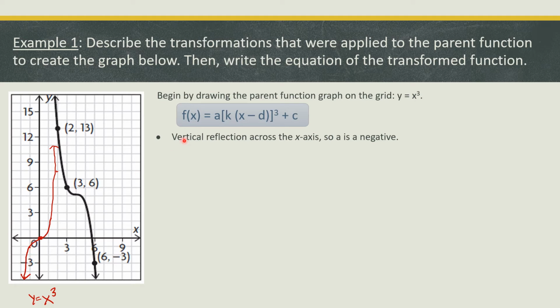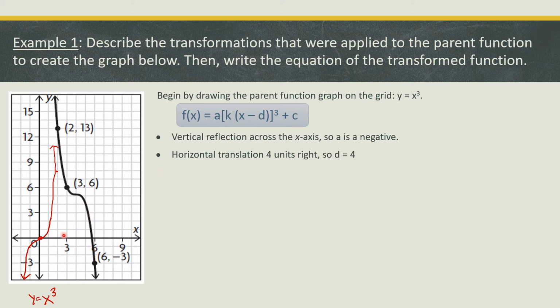Why are we saying there's a vertical reflection across the x-axis instead of a horizontal reflection across the y-axis? The reason for that is it's usually easier to think of determining the A value as opposed to the K value. You'll see this in a minute. So we'll come back to that point.